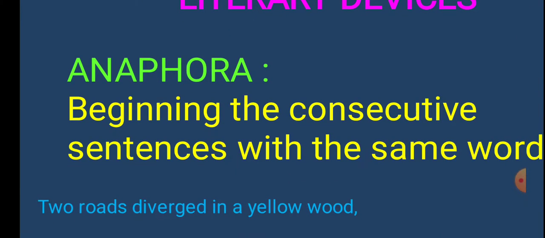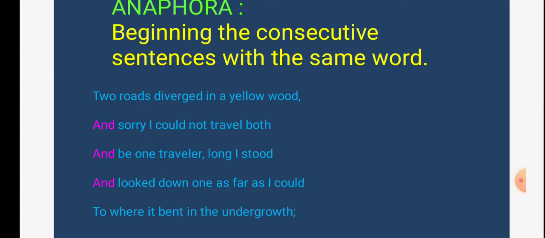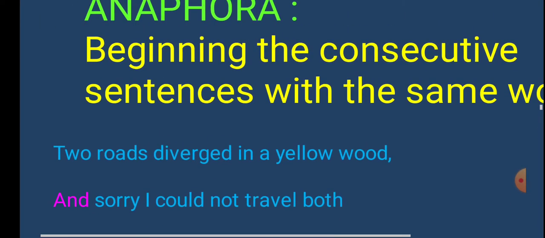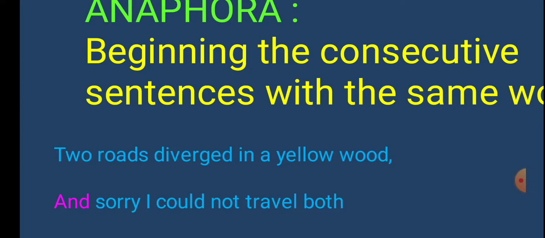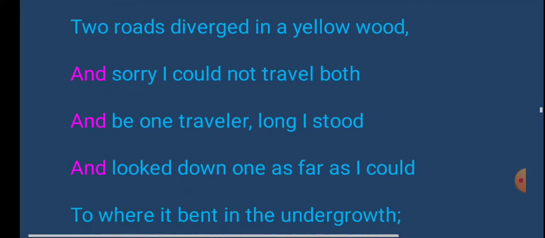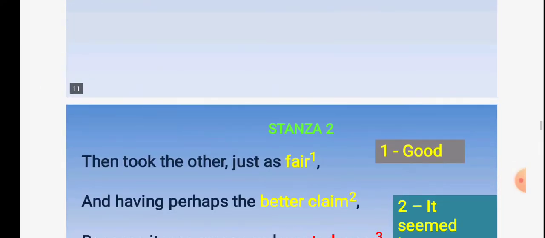Next, anaphora. Anaphora means beginning consecutive sentences with the same words. Just like, and sorry I could not travel both, and be one traveler, and look down. So all three lines are beginning with the same word; that is anaphora. Beginning the consecutive means the adjoining lines are starting with the same word; that is the poetic device anaphora. This is an assignment that I will give you to do.